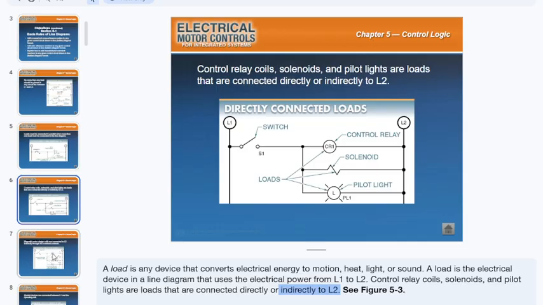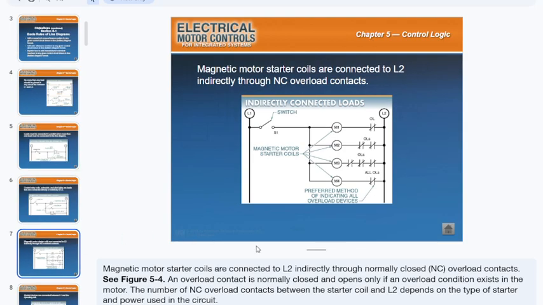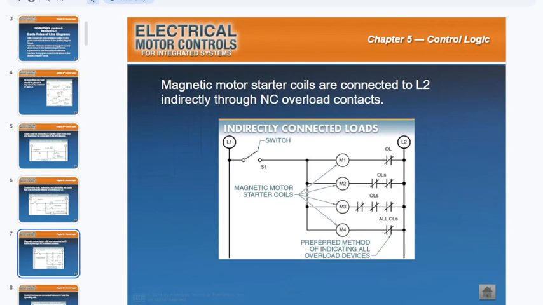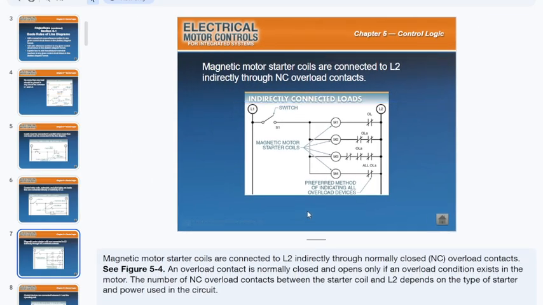Let's look at the other example on the next figure, 5-3, where we have our overloads. Now we'll talk a little bit about the overload today. Actually, as always, let's highlight the paragraph, not that little picture up there. Magnetic motor starter coils, now yes, 100% this sentence is correct, are connected to L2 indirectly through the normally closed contact of the overload.